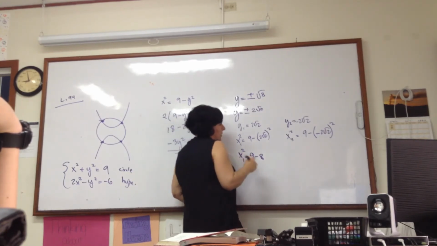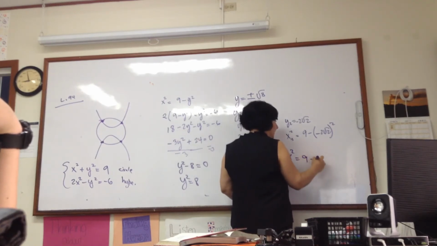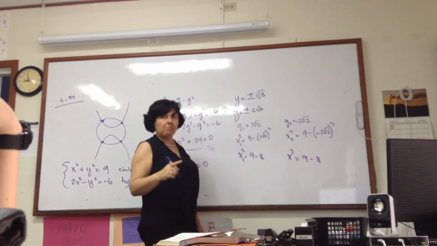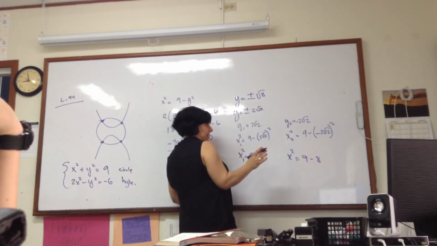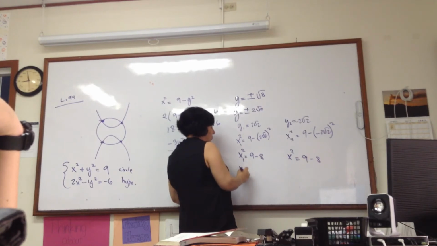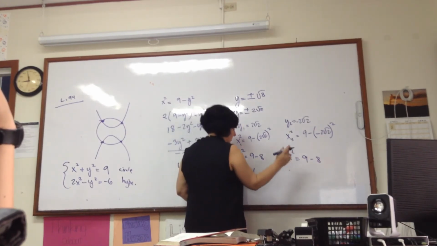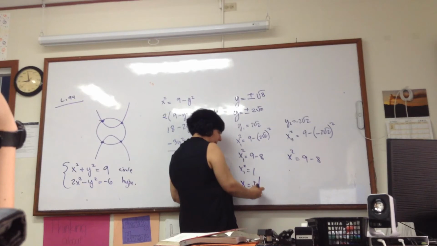9 minus 8. Oh, yeah, that's right. So it seems like it's going to be the same thing in this case, right? Seems like it. Yeah. So I've got x1 squared equals 1, and same thing here. So I've got x1 equals plus minus 1.